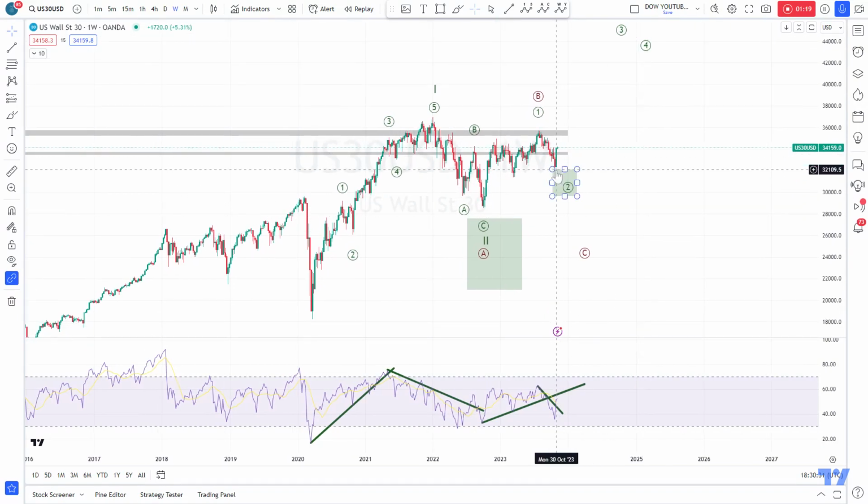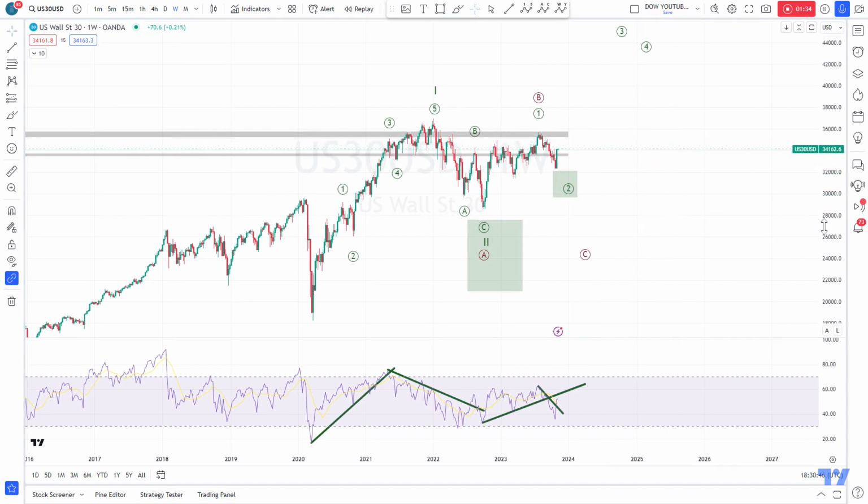So that would mean that if we made the wave two low right here, we should see upside from here. However, we can still go deeper into this area, this wave two area, before we see more upside. So this would be the bullish case.